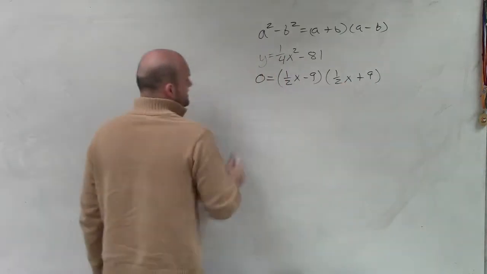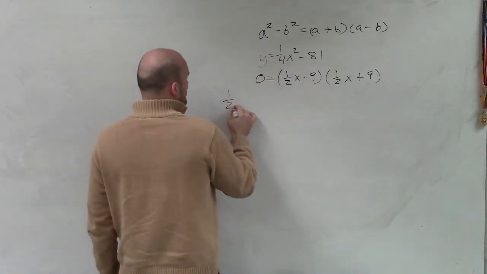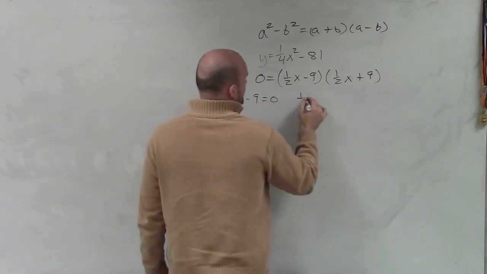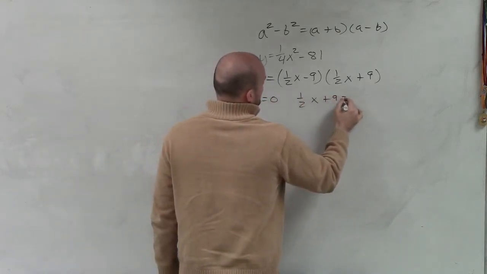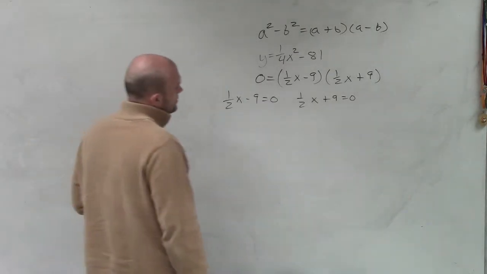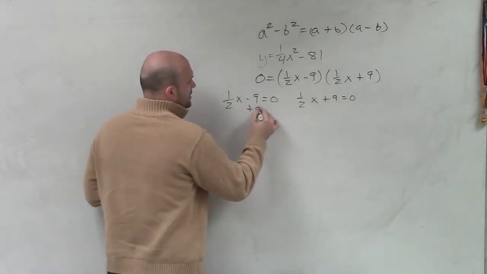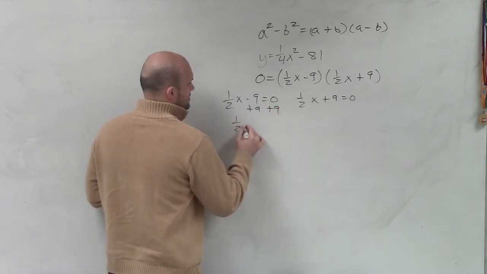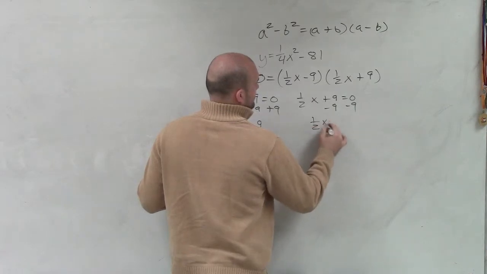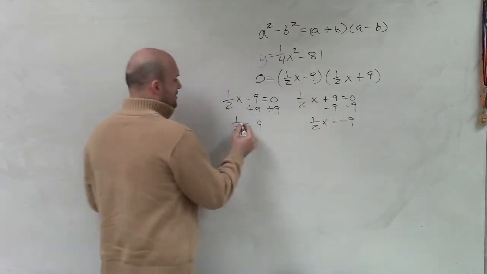And now I can apply the zero product property by setting these both equal to 0: 1/2 x minus 9 equals 0 and 1/2 x plus 9 equals 0. And this might be a little bit easier than using the square root method. But if you're having trouble with it, sometimes it might be harder.